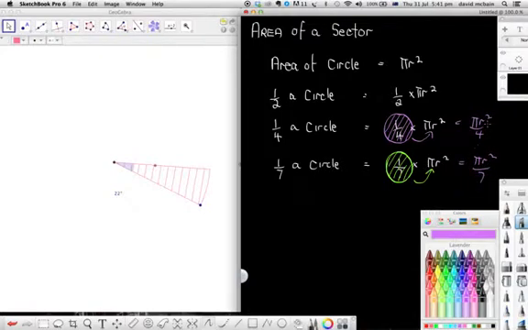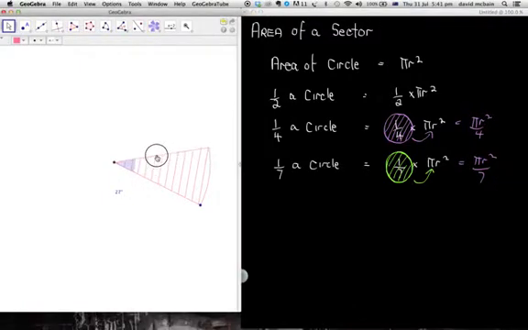Okay, so we need to know the fraction of the circle before we can work out the area of that sector. Well, let's have a closer look at this. Because this angle in here is really, really important. Because if we know this angle, we can work out precisely the area of any sector. And I'll show you what I mean.